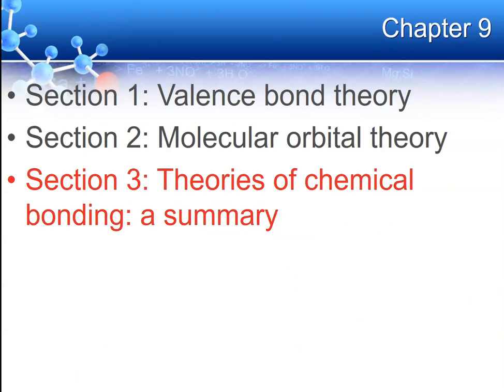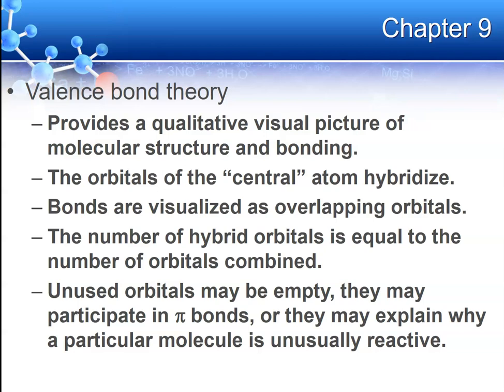All right, so how should we reconcile this? How can we summarize this? Well, let's remember valence bond theory. That provides a qualitative visual picture of molecular structure and bonding. We look at the central atom, and the central atom hybridizes, but the other orbitals didn't. So we visualize the bonds formed as overlapping orbitals, but it was only the central atom that hybridized.